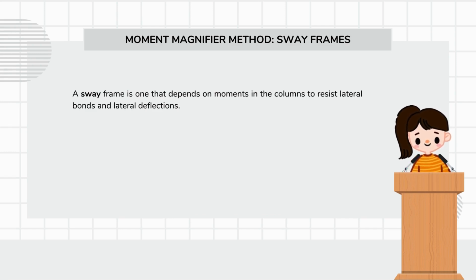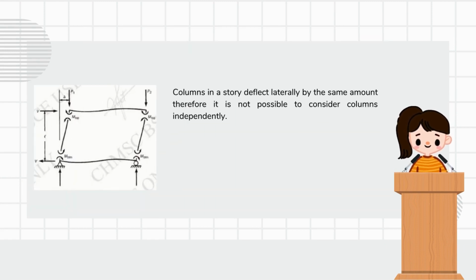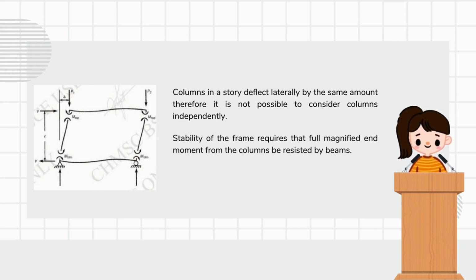A sway, unbraced, frame is one that depends on moments in the columns to resist lateral loads and lateral deflections. The total moments at the top and bottom of all the columns must equilibrate the applied lateral load moment VL, and the moment due to vertical loads, summation of P delta. In a sway frame, columns in a story deflect laterally by the same amount, therefore it is not possible to consider columns independently. Stability of the frame requires that the full magnified end moment from the columns be resisted by beams.